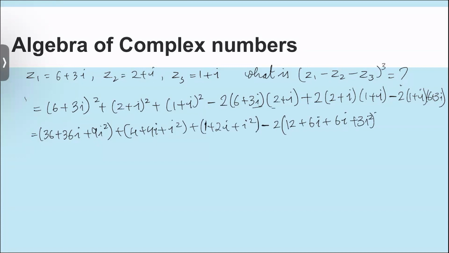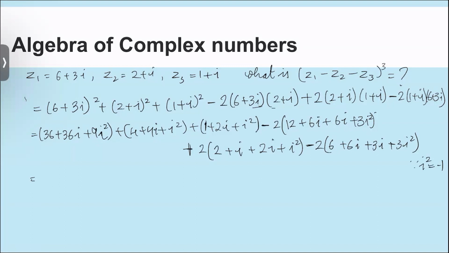Then the next would be 2. Over here you have 2 plus i, and then you have 2i plus i squared. This will be plus. Okay, and then again minus 2. So you have 6 plus 6i plus 3i plus 3i squared. Okay. You substitute i squared equals minus 1.